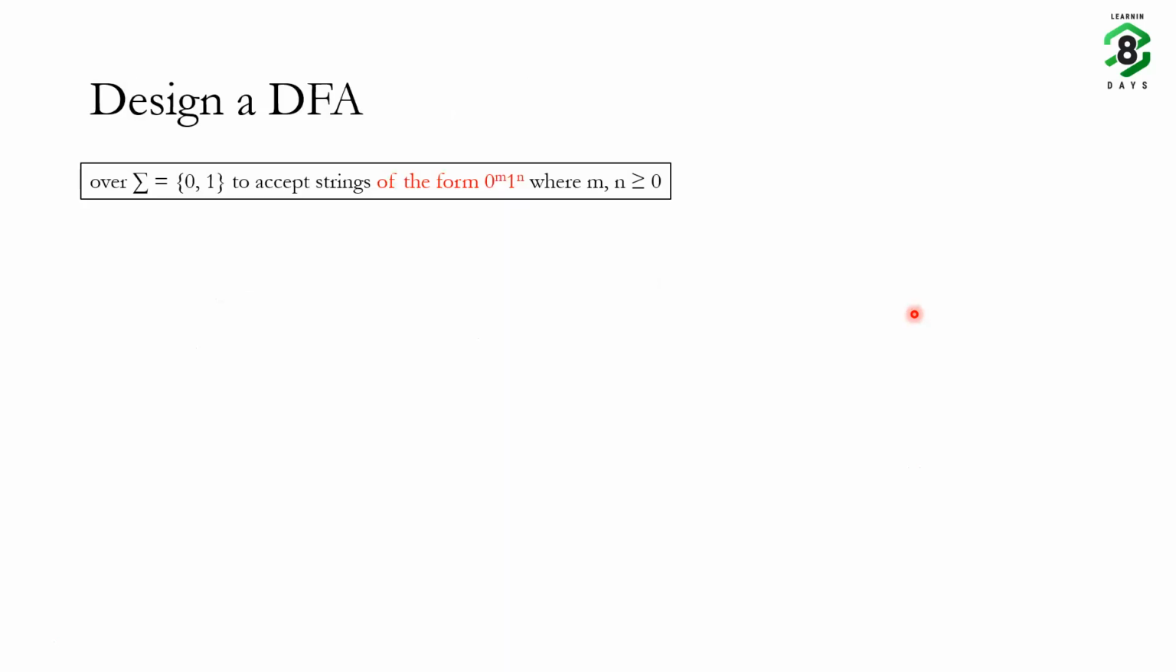Let me give you an example. Let us design a DFA over input alphabet 0 and 1 to accept strings of the form 0^m 1^n, where both m and n are greater than or equal to 0. So what kind of language would this machine accept? Since m and n are greater than or equal to 0, when m and n are both 0, the system should accept the empty string or the null string, right?